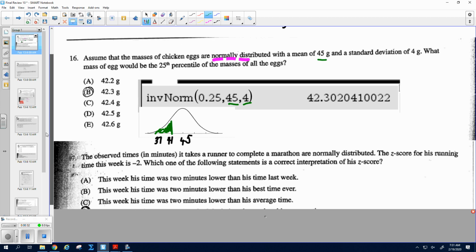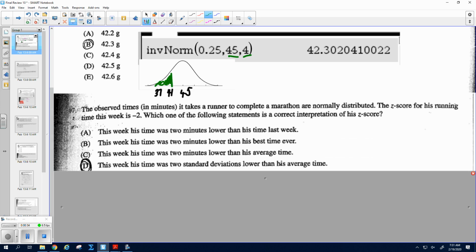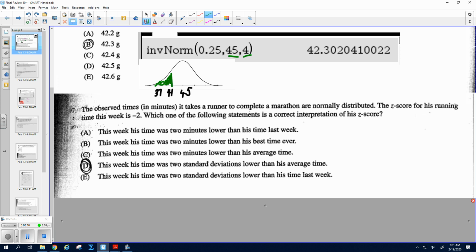Okay, number 17 is just how you interpret a z-score. A z-score is the number of standard deviations. So it would be 2 standard deviations lower than his average time, or D.